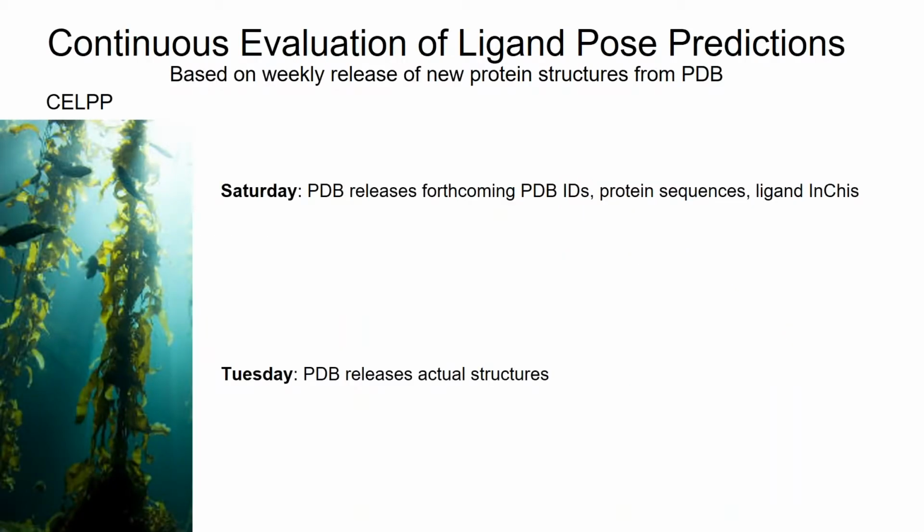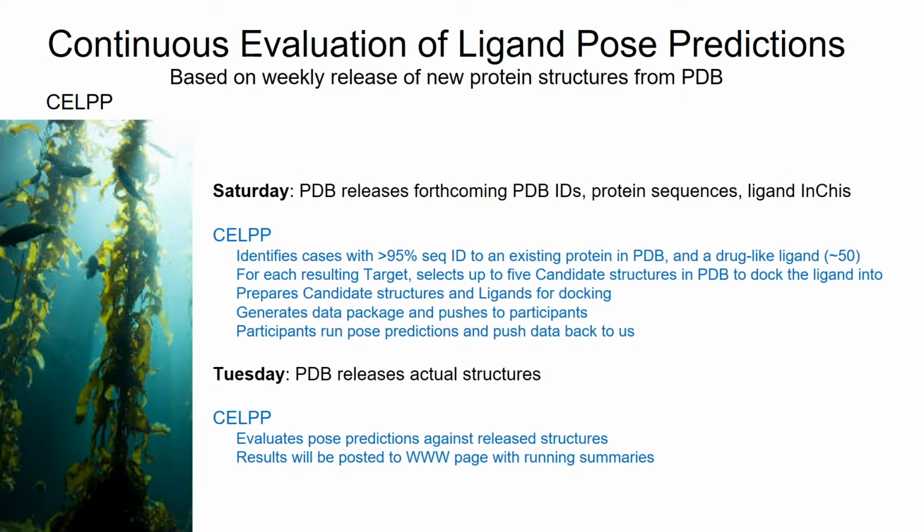I want to talk about KELP. This is based on the weekly release of new protein ligand crystal structures from PDB. Every Saturday they release forthcoming PDB IDs, the protein sequences, and the InChI strings or SMILES strings that go with those. And on Tuesday they release the actual structures. And what that means is that there's some time in there where we can identify cases where there is a similar, essentially a matching protein in the PDB.